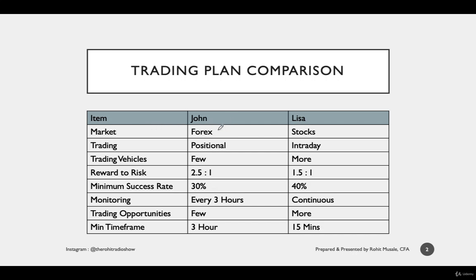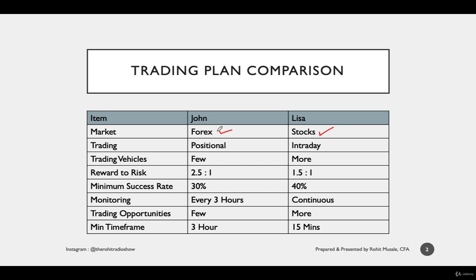First, the market that John has chosen is Forex and Lisa has chosen stocks. Now, this doesn't mean that John is better at Forex and Lisa is better at stocks. If Lisa had chosen Forex, she would have done quite as well as she is doing with stocks, because when we are trading the charts, we are giving no importance to the market news, we are giving no importance to the fundamental analysis. We are assuming that all of the public and private information of the markets is already priced in. So the price is everything for a pure technical trader.